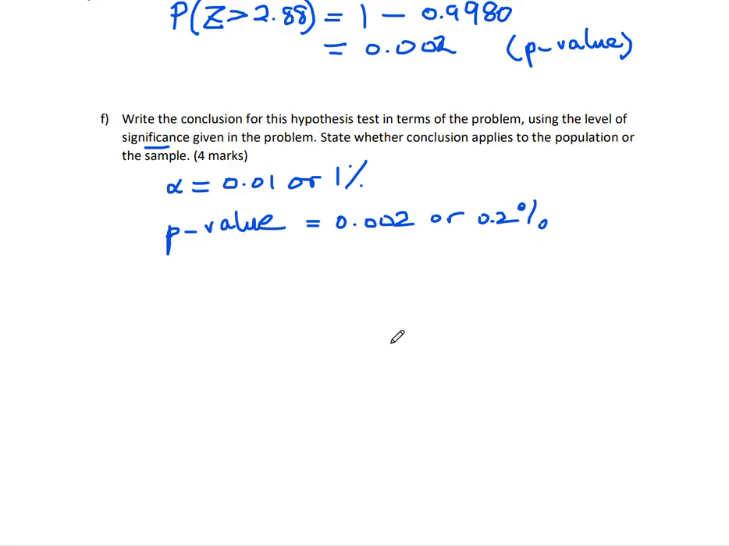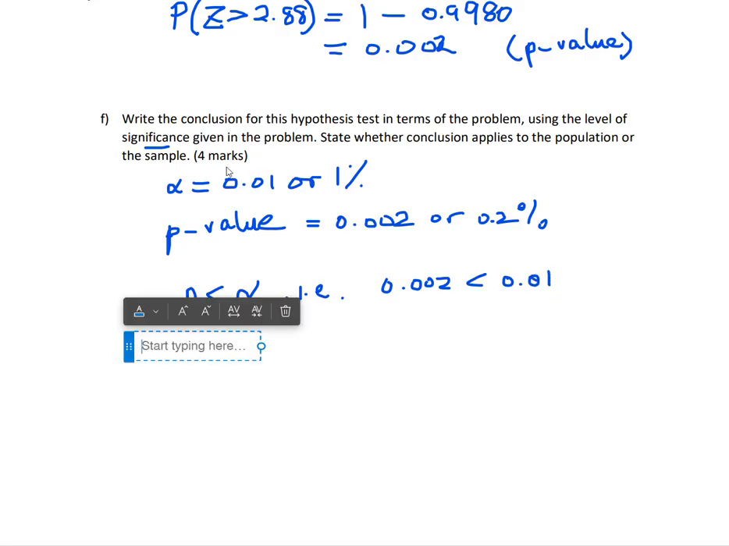Now, here's the rule when you're drawing a conclusion concerning a hypothesis test. The conclusion of a hypothesis test will either lead to you not rejecting the null hypothesis or rejecting the null hypothesis. Once the p-value is less than the value of alpha, we reject the null hypothesis. So in this case, p is less than alpha, that is, 0.002 is less than 0.01. And once p is less than alpha, we reject the null hypothesis.